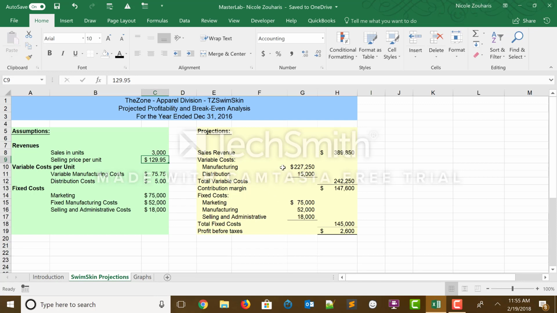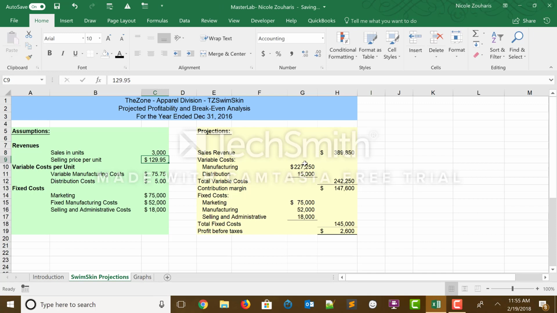So as we go over to the projections tab, we see that we've made some calculations. First is our sales revenue, and what we did is we took 3,000 units and multiplied it by 129. I used cell references in this equation because let's say this was going to change to 3,500. Now all my equations change because it's linked to that cell. Whatever equations need cell C8. Let me put that back to 3,000.